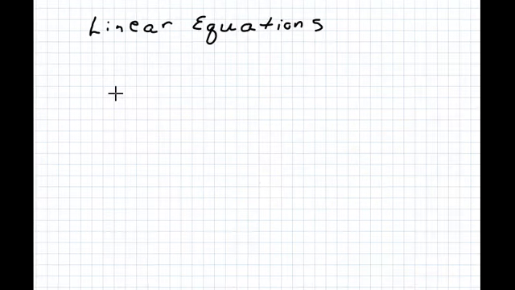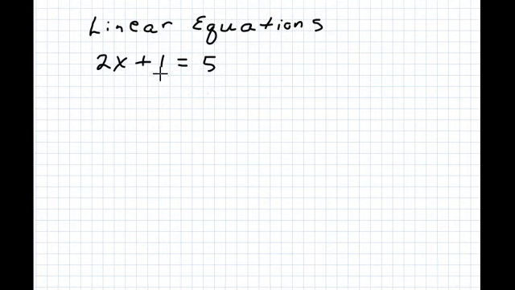We're going to work some examples of how to find the solutions to linear equations. So let's just get started here. Let's say that, for example, we have 2x plus 1 is equal to 5, and we want to find all the solutions that make this a true statement.